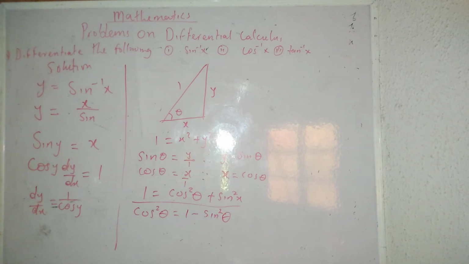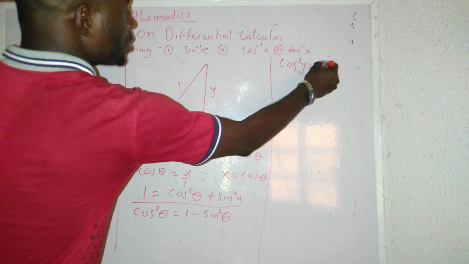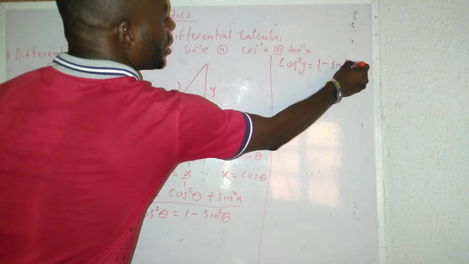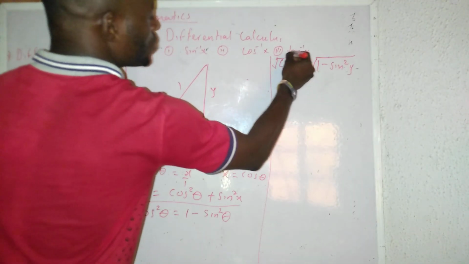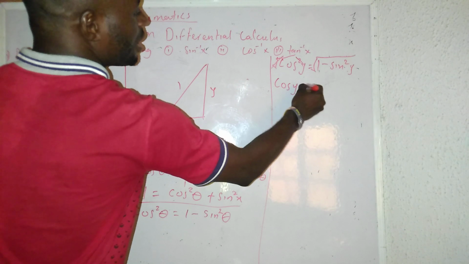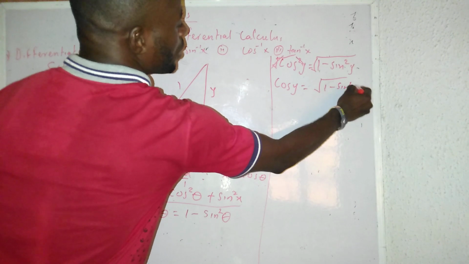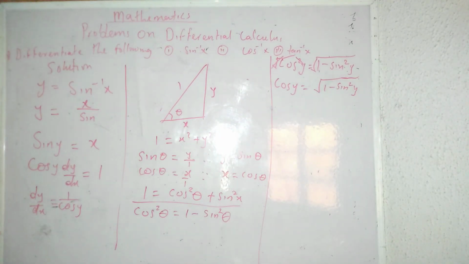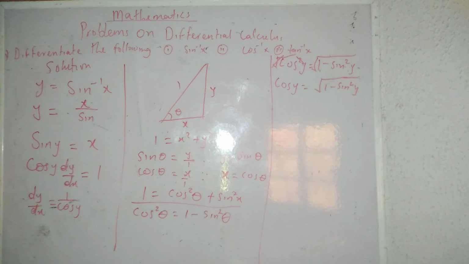Now, but what am I working towards? I'm working towards cos y. I can now say that my cos y equals 1 minus sine square y. Now, can I square root both sides? If I square root both sides, we cancel this. Cos y equals root of 1 minus sine square y.